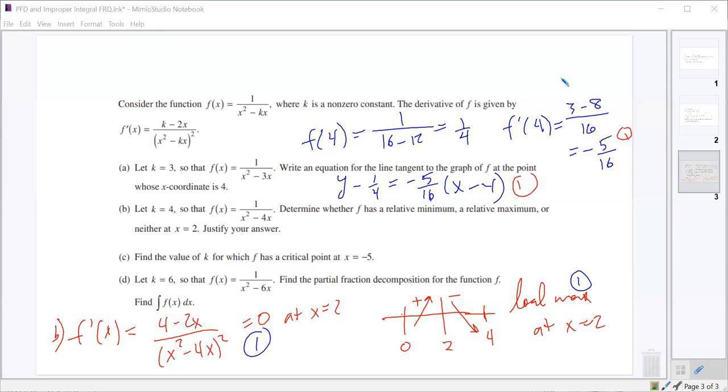Yeah, local and relative max or min is the exact same thing. Sometimes they're called local, sometimes they're called relative. And then global and absolute max and min are the same thing. Relative and local are interchangeable, and absolute and global are interchangeable. So if you see either of those terms, it's the same thing. Good.